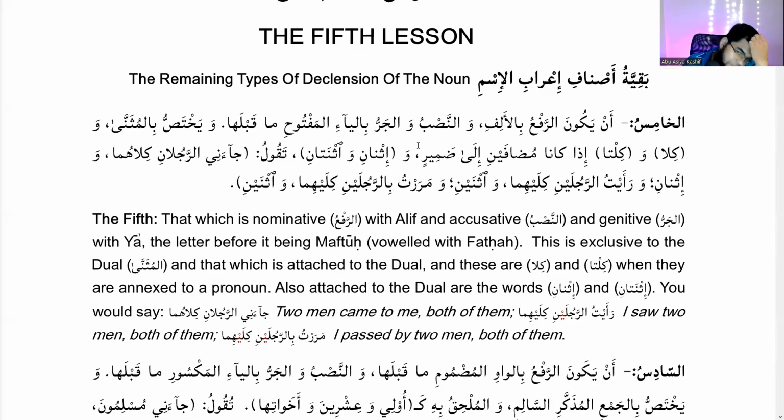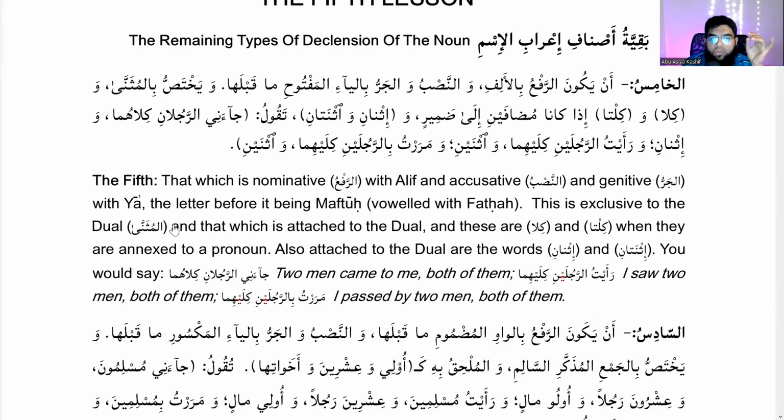And it is specific, exclusive to the dual, only al-muthanna. So ani becomes aini: kitabani, min kitabaini. And kila and kilta, both. Kila means both, kilta also both. إذا كان مضافين إلى ضمير. Not any kila or kilta, but when they are mudaf to a pronoun. So it should be kilahuma and kiltahuma, only where they are attached to a pronoun.